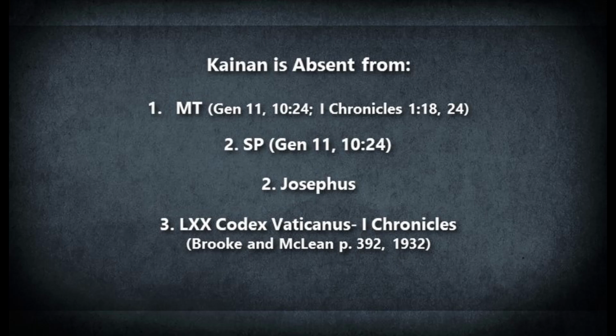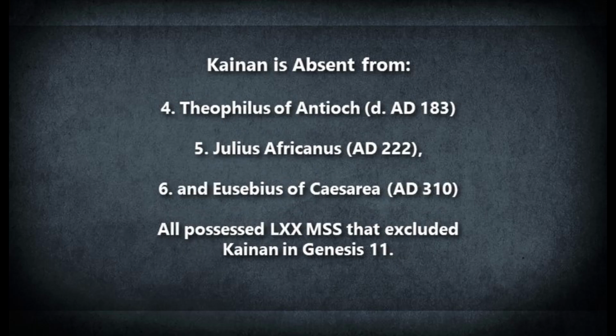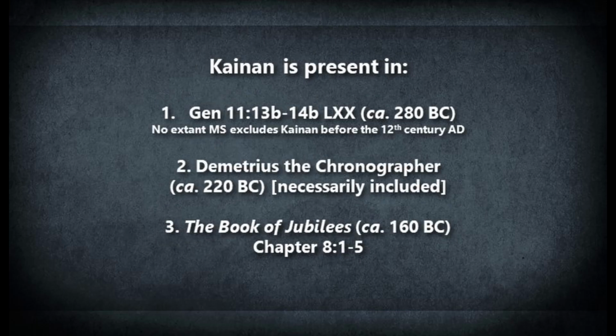As we move on, we also have various church fathers, Theophilus of Antioch, Julius Africanus, and Eusebius. All of them, it appears that Kanan is not in their Septuagint manuscript of Genesis 11, which is quite interesting, the fact that that's not the case. And I'm going to provide a general overview of what I think that reason may be for that later in my talk. Now, conversely, we have, again, in conflict here, quite a bit of data that has Kanan present.